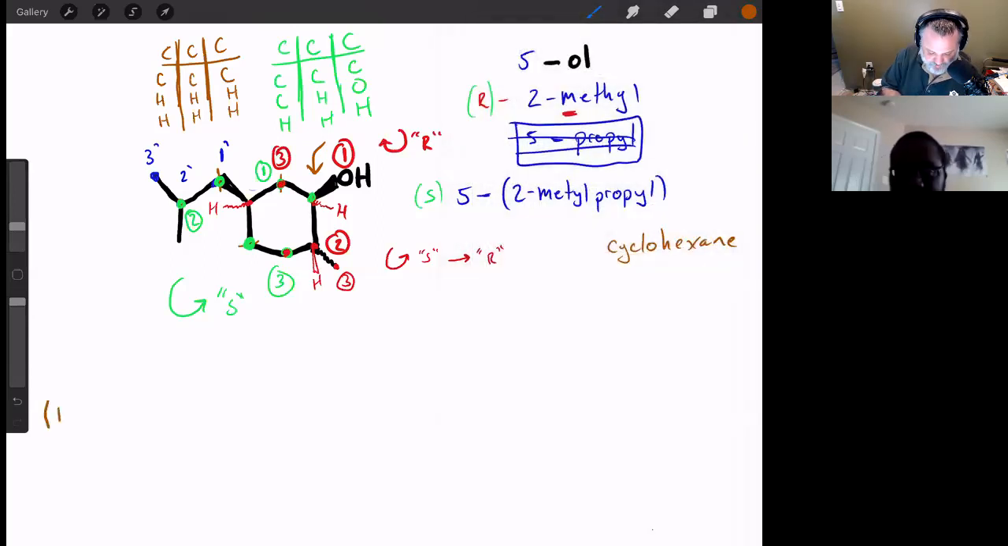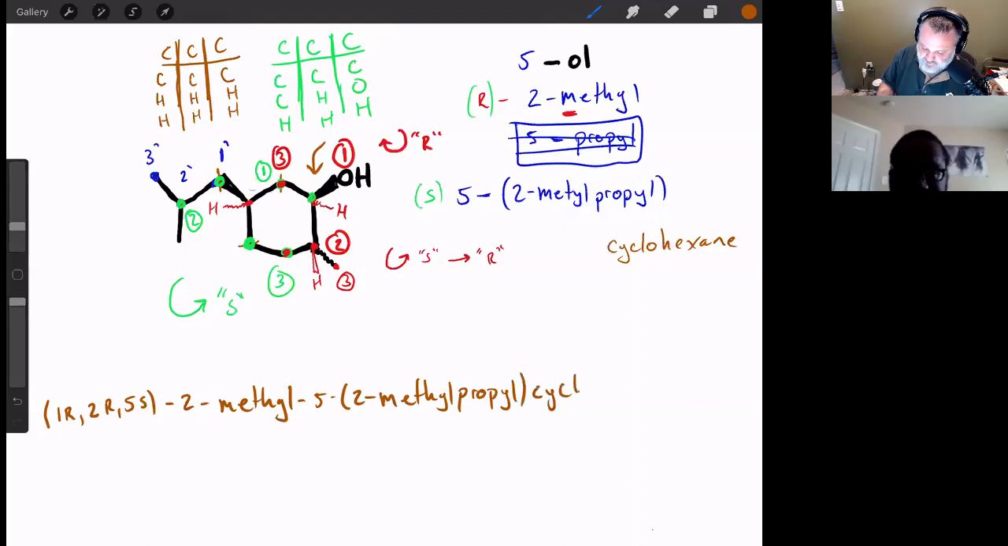And so now if I put it together, I have 1R, 2R, 5S, 2-methyl, 5, 2-methylpropyl, cyclohexan-1-ol, and the 1-ol is probably not required, because it is understood that the alcohol would be at the 1 position. Certainly wouldn't count off if you were to not include it, or if you were to include it.